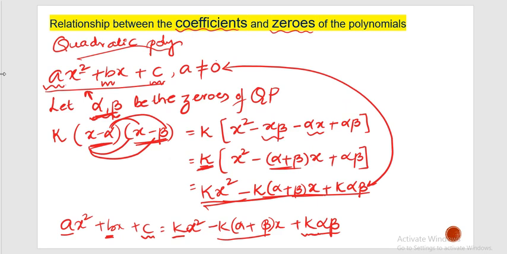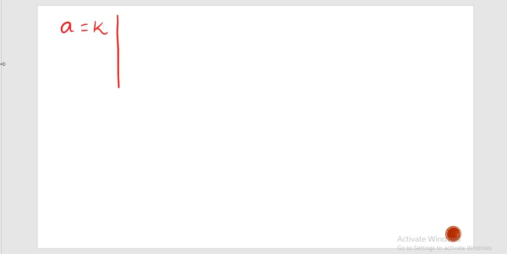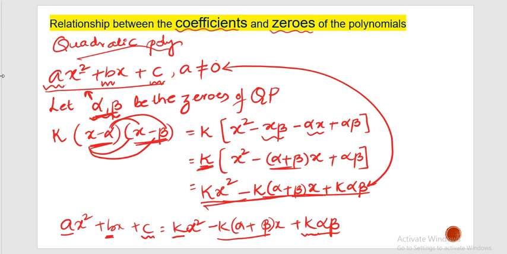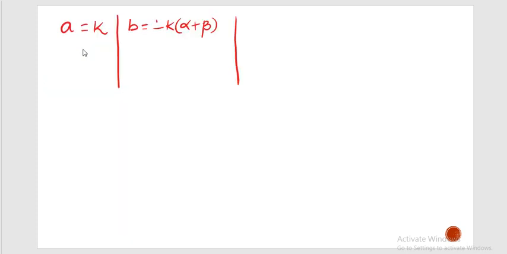The same way, when I compare the x coefficient, what are you going to get? B is equal to minus k times of alpha plus beta. Now next, what about constants? Here the constant is C, and on the right hand side the constant is k times of alpha into beta.